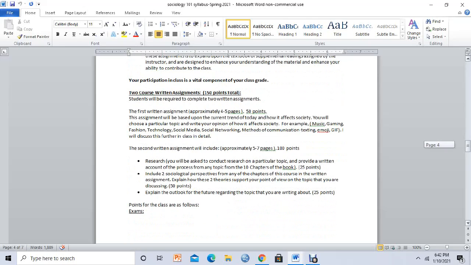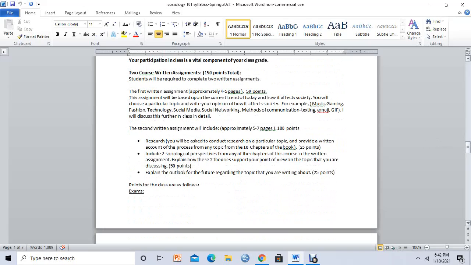The course has 2 written assignments. It's a total of 150 points. It is actually 50 points for one and 100 for the other one. So this one right here actually is 2 to 3 pages. So I got to go back and go over that. It's actually 2 to 3 pages. Give y'all a break. First written assignment, 2 to 3 pages.